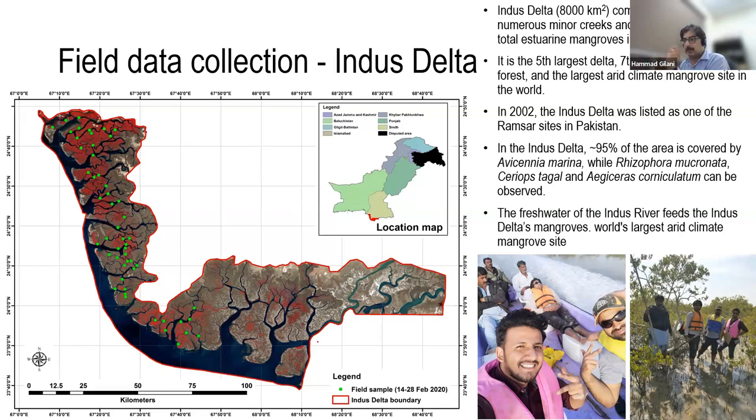Let me tell you about the dynamics and characteristics of the Indus Delta. The Indus Delta is the fifth largest delta, has the seventh largest mangrove forest, and is the largest arid mangrove site in the world. This is a very unique characteristic of the Indus Delta. It has an area of 8,000 square kilometers, a huge area. Using cloud computing technology, we have done some analysis in terms of soil organic carbon mapping, as well as using satellite-based LiDAR data for tree height mapping and above-ground biomass density mapping. I will go further into this in the coming slides.